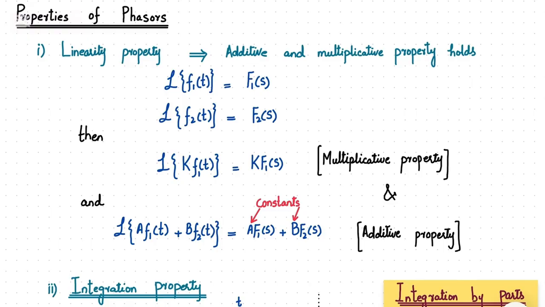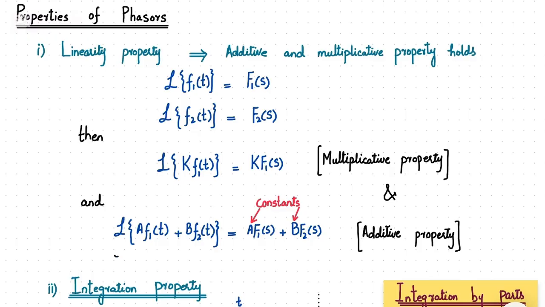And linearity property, since this is the combination of additive property and multiplicative property, if we take the Laplace transform of a f1 of t, where a is a constant, plus b f2 of t, then the result would be, because this is a constant, the constant would appear as it is over here, and we know that the Laplace transform of f1 of t is f1 of s, like this. Similarly, this b constant appears over here, and Laplace transform of f2 of t is represented by f2 of s. So this equation must be satisfied for the linearity property to hold.